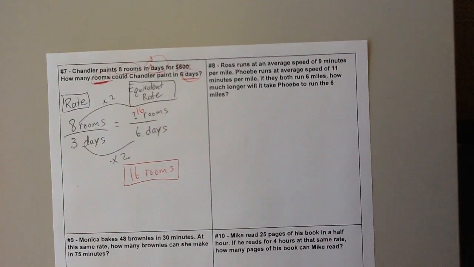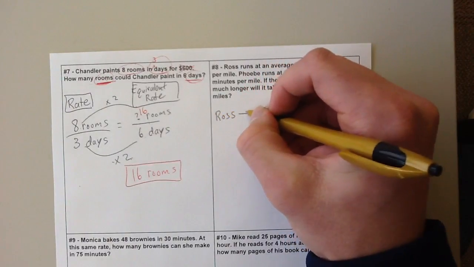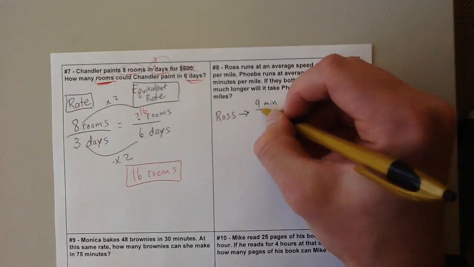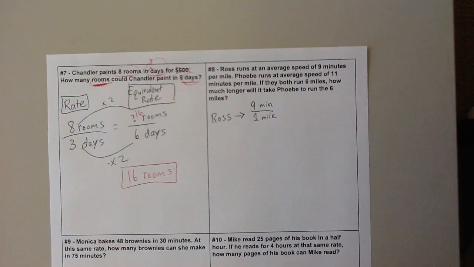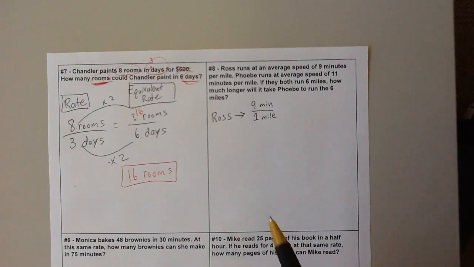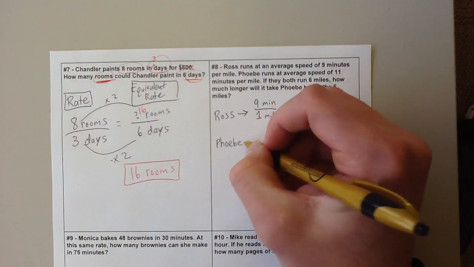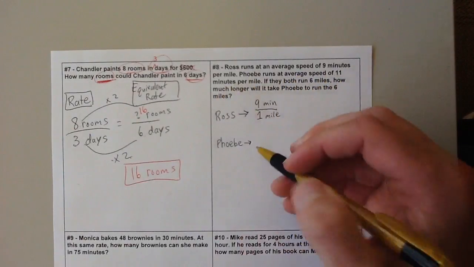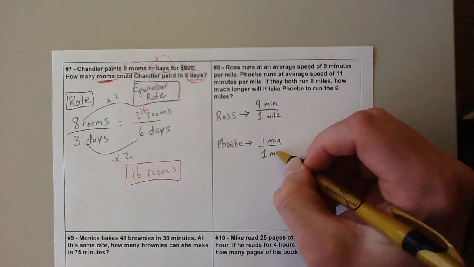Number 8 says Ross runs at an average speed of 9 minutes per mile. Okay, let's write Ross's rate. This is Ross. He runs at 9 minutes for 1 mile. That's his average speed. That's what it says. 9 minutes per mile. That's Ross. Phoebe, what's her average speed? Her average speed is 11 minutes per mile. So 11 minutes per 1 mile.